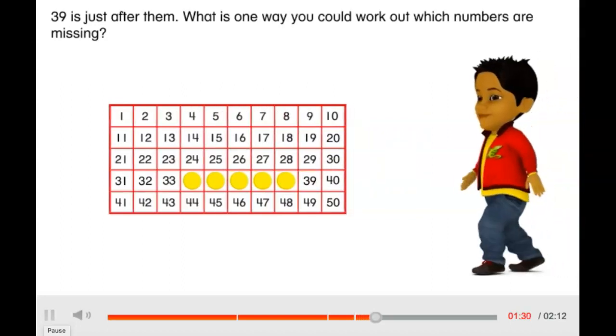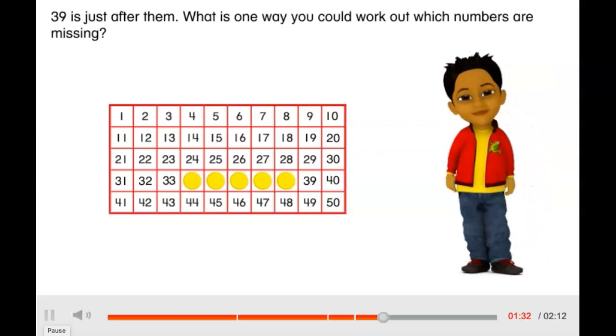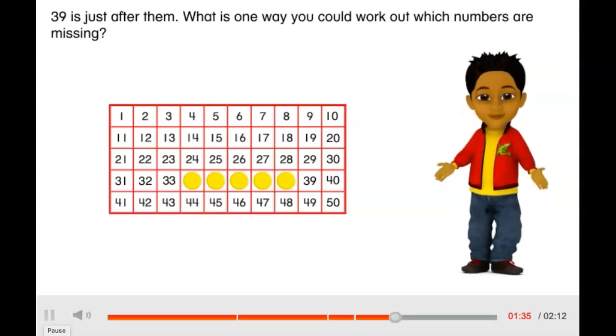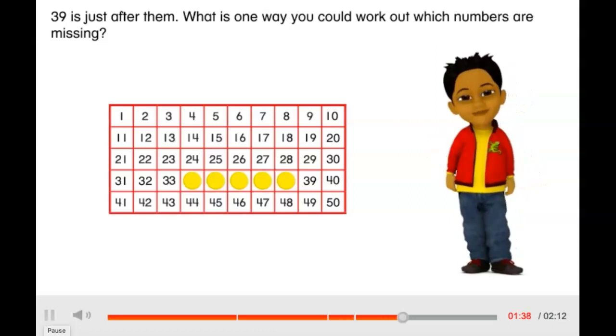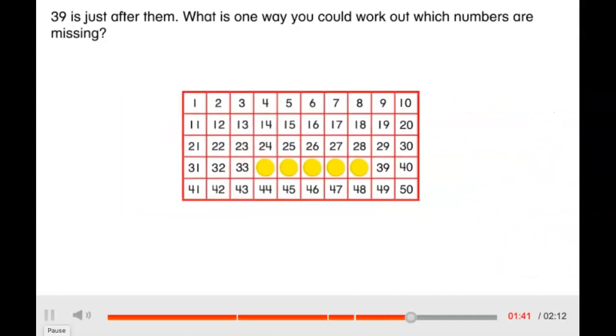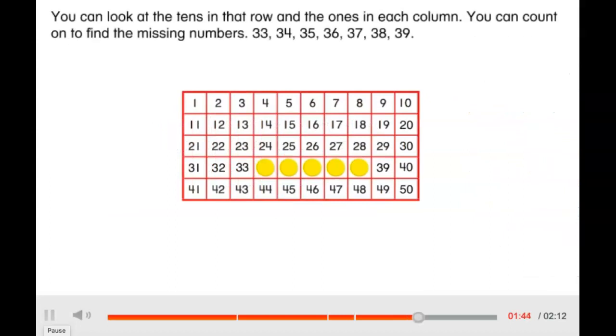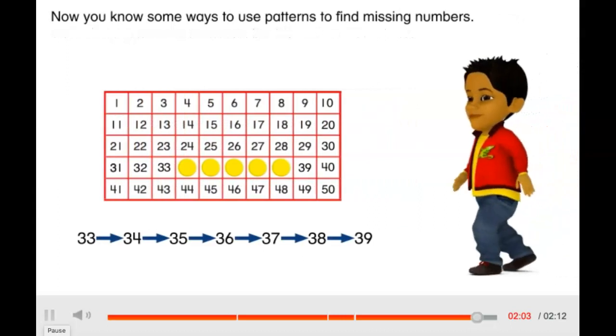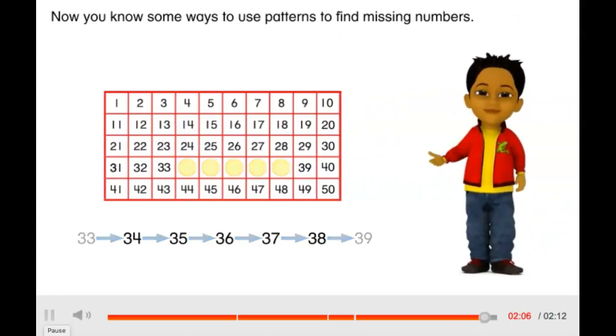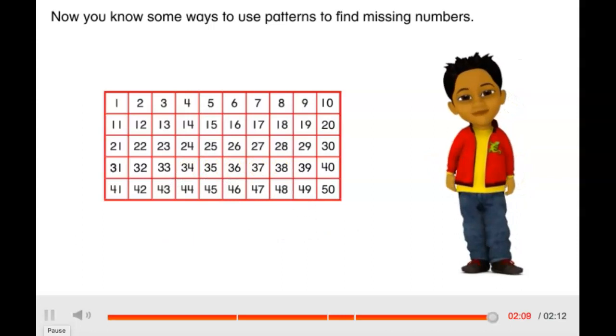What is one way you could work out which numbers are missing? Look for a pattern to help you find missing numbers. You could look at the tens in that row and the ones in each column. You can count on to find the missing numbers. 33, 34, 35, 36, 37, 38, 39. Now you know some ways to use patterns to find missing numbers.